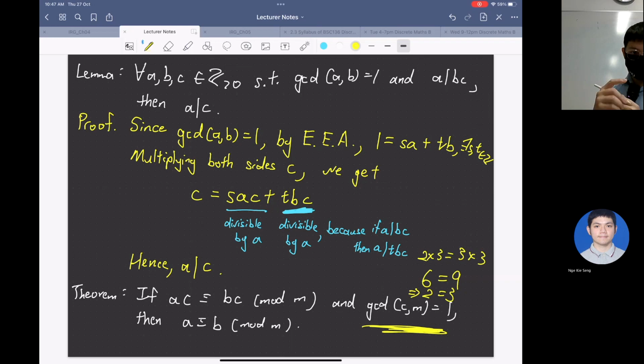This proof, of course, uses the lemma. Or you can try it out, or you can look at this book. It uses the lemma, and the proof is not too long either. Any questions or not?